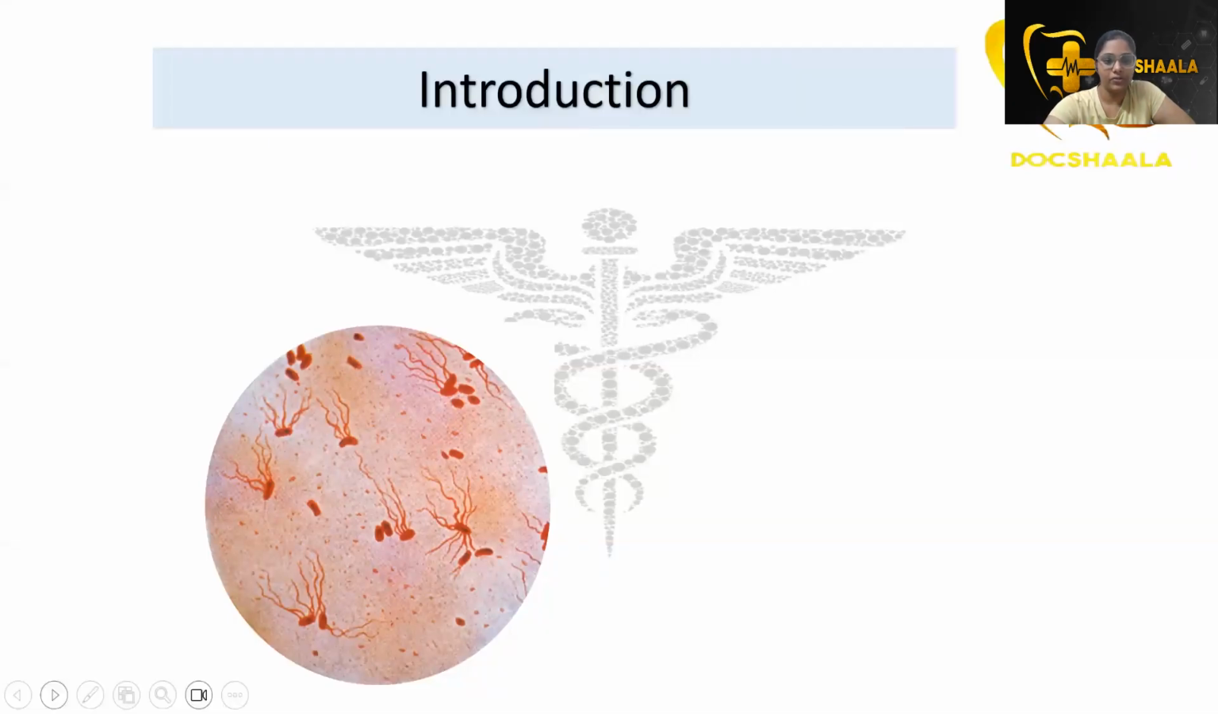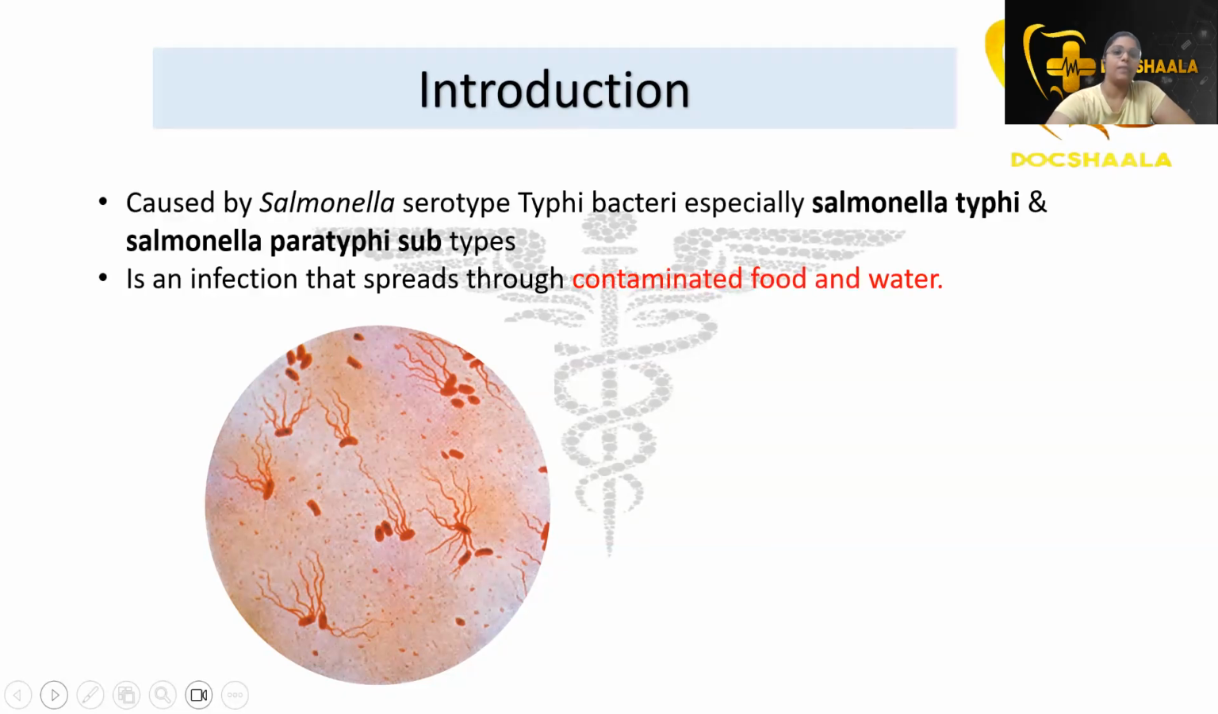So as you know, typhoid fever is caused by Salmonella species. The image here depicts the Salmonella species. It is caused by Salmonella serotype typhi bacteria, especially Salmonella typhi and paratyphi, representing the typhoid and paratyphoid fevers. Actually, typhoid and paratyphoid fever, when combined, are called enteric fever. It is an infection which spreads through contaminated food and water. So as you know, it spreads through contaminated food and water, right?